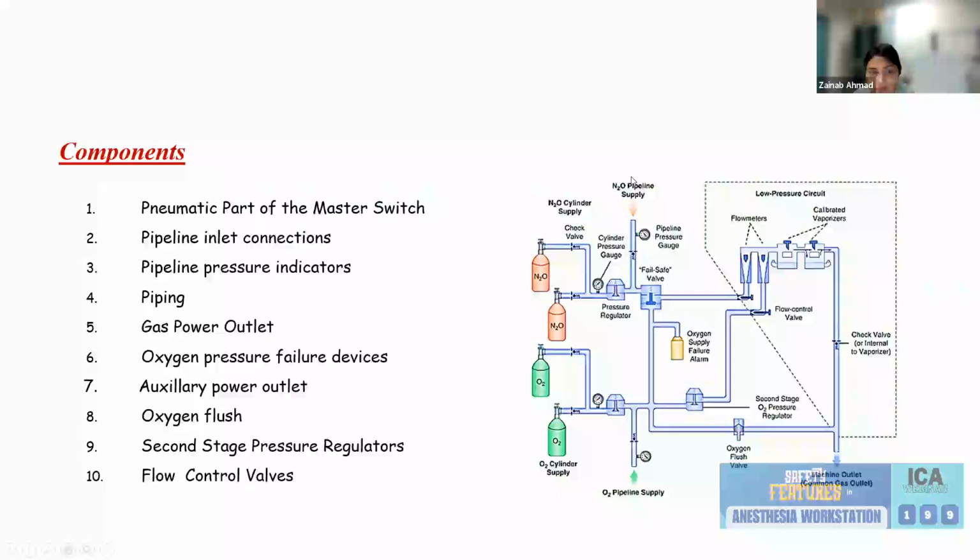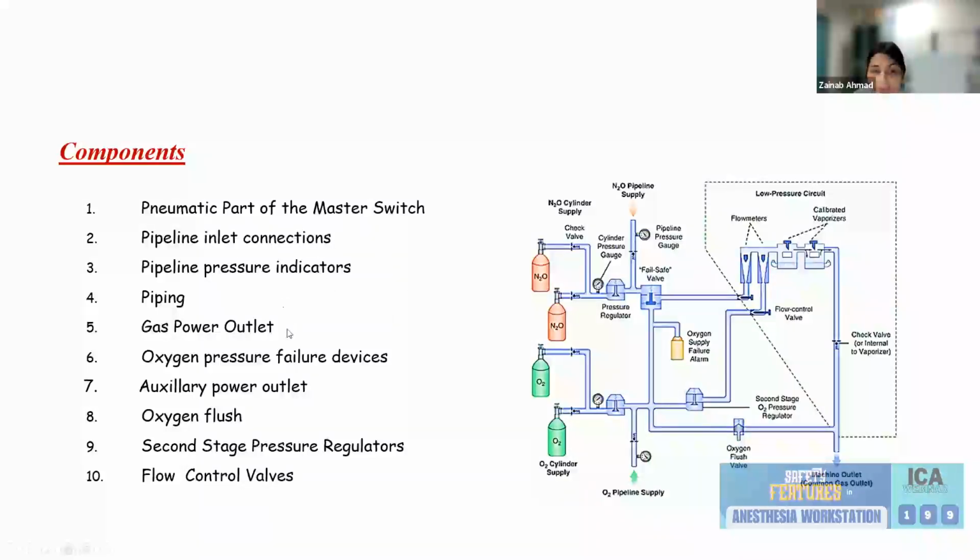Pipeline, the pneumatic part of the master switch, the pipeline inlet connections, the pipeline pressure indicators, the piping. What is piping? Piping is just the connection from the pipeline inlets to the flow control valves. It has to be strong enough to hold the high pressure of this intermediate pressure system, and it has to be 4 times stronger. So the leak should not be more than 25 ml when the intermediate pressure system is involved. And if you're involving the yoke assembly also, the leak should not be more than 150 ml. That is why this piping has to be 4 times stronger.